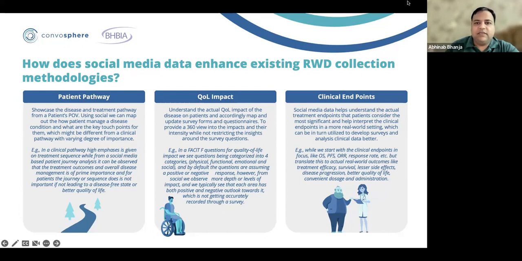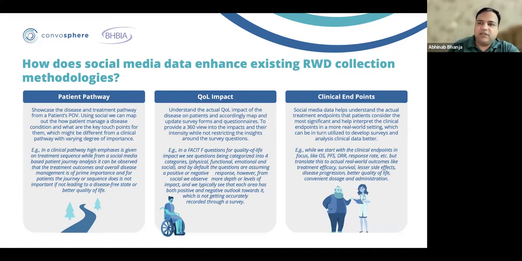So particularly, there are three areas where I have seen that RWE data can enhance the quality and the inputs that we are getting. The RWD from social can enhance the quality and inputs that we are getting through other forms of research as well. So one is patient pathway.